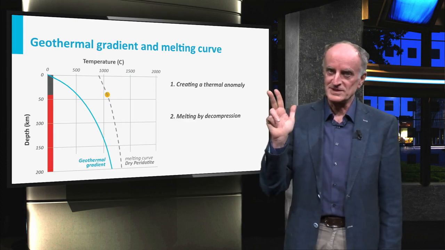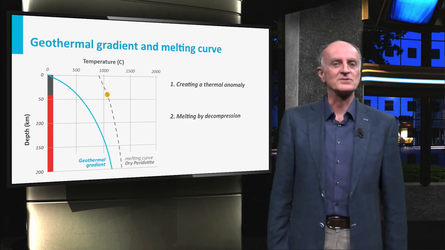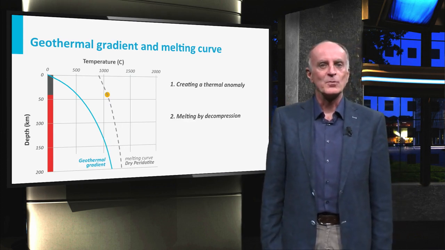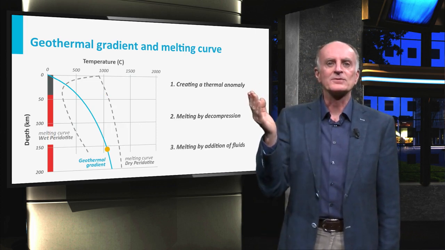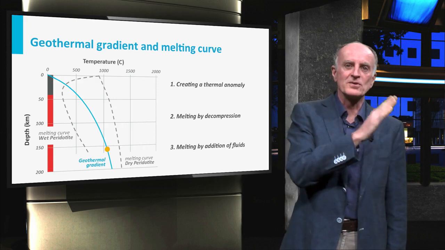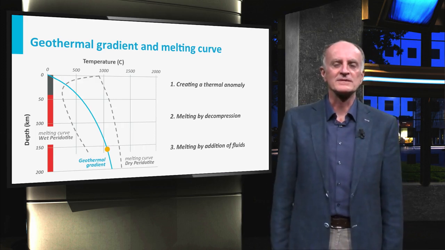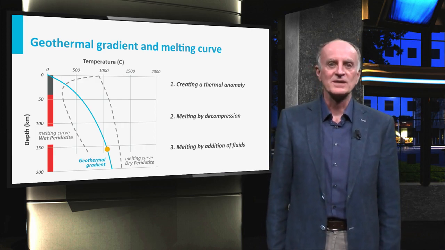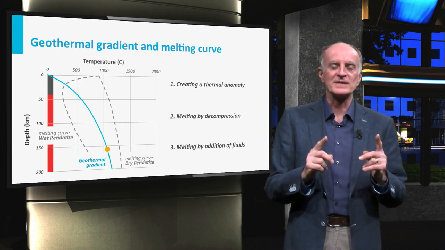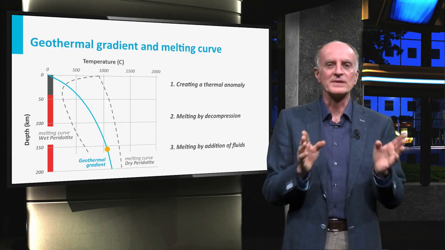The third process relates to the change of position of the melting curve. When fluids are added to the system, the melting curve shifts to the left and rocks previously in the stable field start melting. This is what happens in subduction zones, where fluids are added to the crust, thereby lowering the melting temperature.